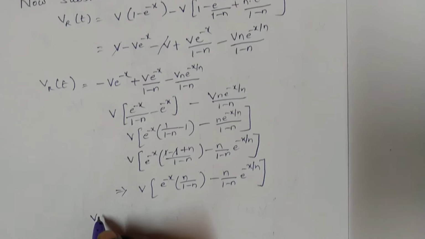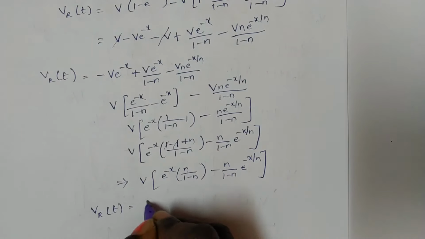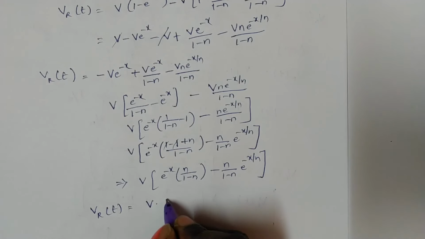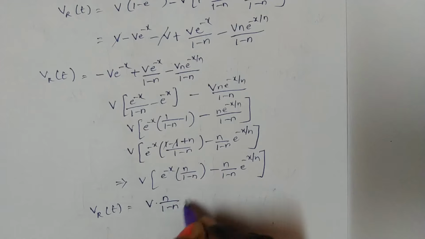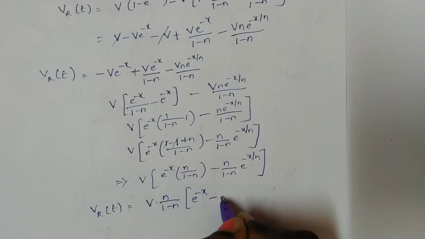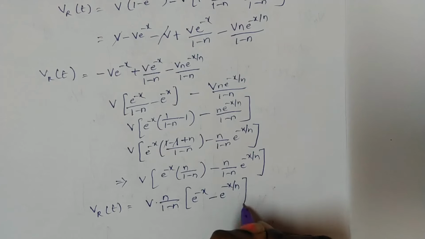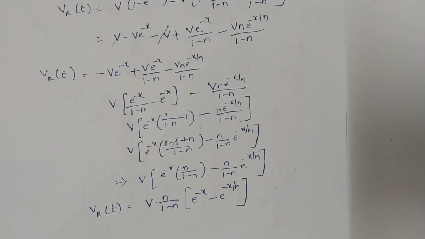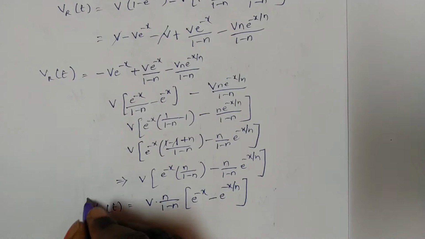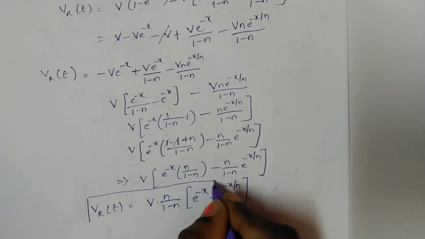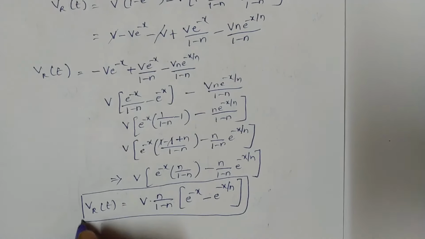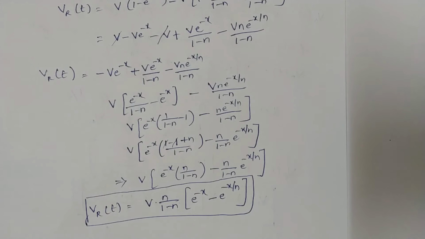Now the output expression can be represented as follows: Vr of t equals V into n by 1 minus n, taking n by 1 minus n as common, into e power of minus x minus e power of minus x by n. This is the voltage across the resistor, and it is the output expression for the exponential signal when it is passed through the high-pass RC circuit.